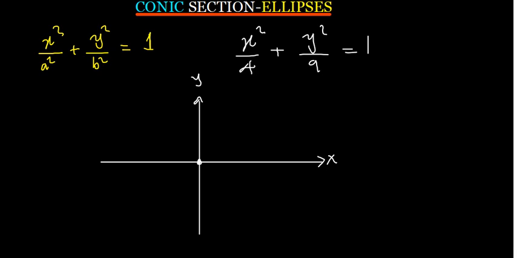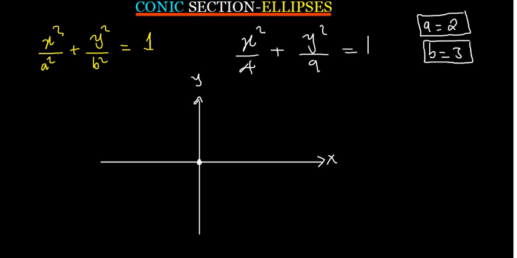So when we look at this number which is below x, remember it should be in the form a squared. So we write 4 as a square, that will give us 2 squared, meaning that a is equal to 2. And when we write 9 as a square, we're going to get 3 squared, meaning that b is equal to 3.